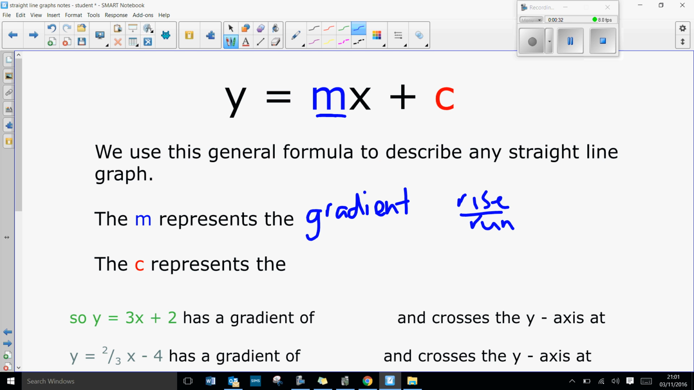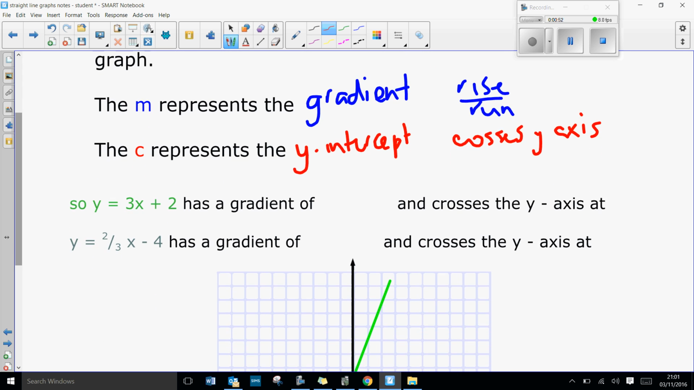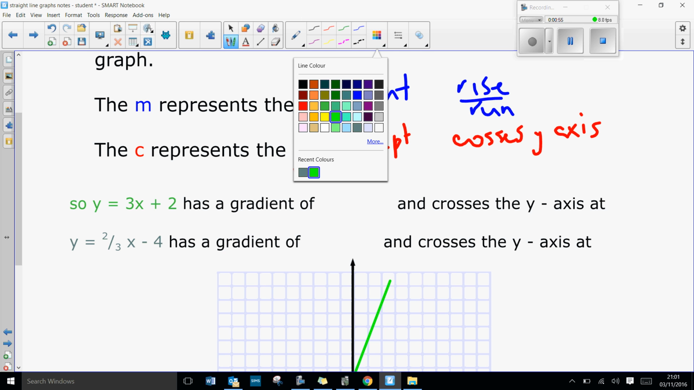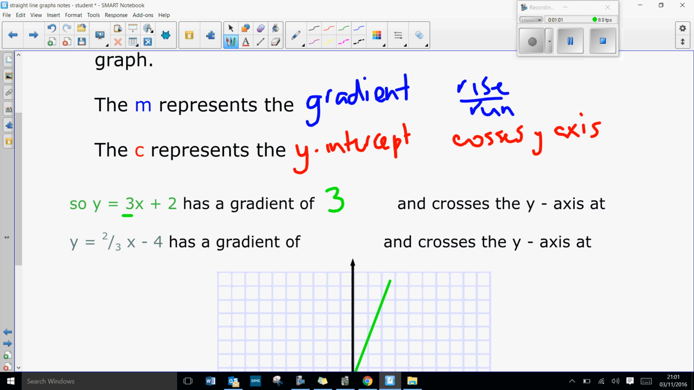C, so if there is a number on the end here, the C represents the y-intercept, or where it crosses the y-axis. So if I were to look at y equals 3x plus 2, I can see that it has a gradient of 3. It crosses the y-axis at this value, positive 2. Let's look at this example down here. So y equals 3x plus 2.